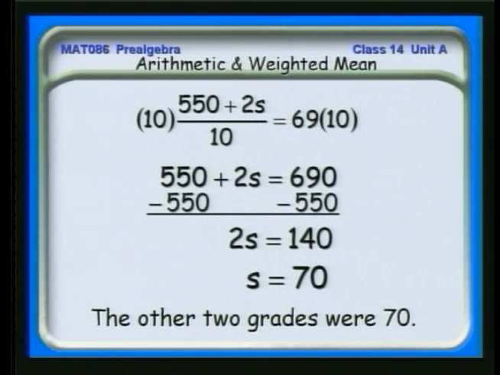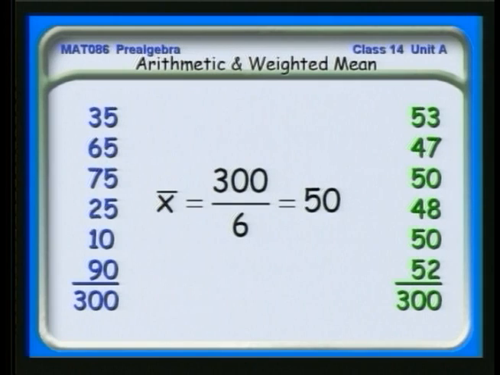I could, of course, go back and check this if I wanted to by putting 70 in there, redoing the average, and making sure that it came out to 69 it was given originally in the problem. Let's look at something interesting. Here are two lists of 6 numbers, both of which, when I try, I get an average of 50. But there's something wildly different between the two numbers.